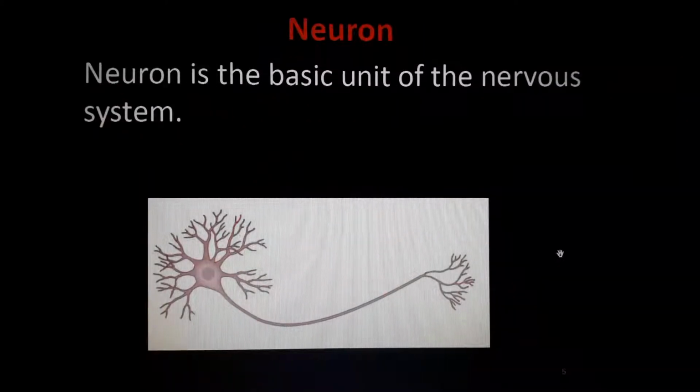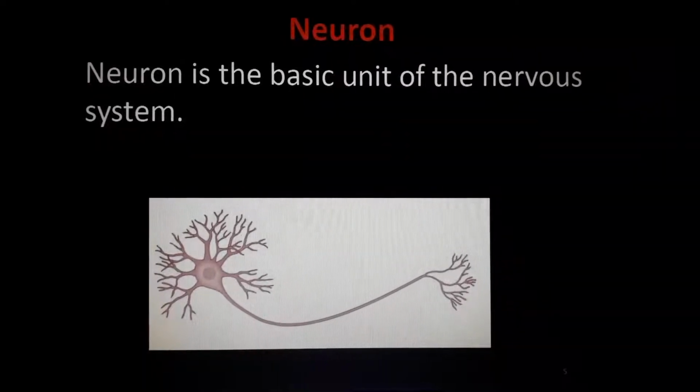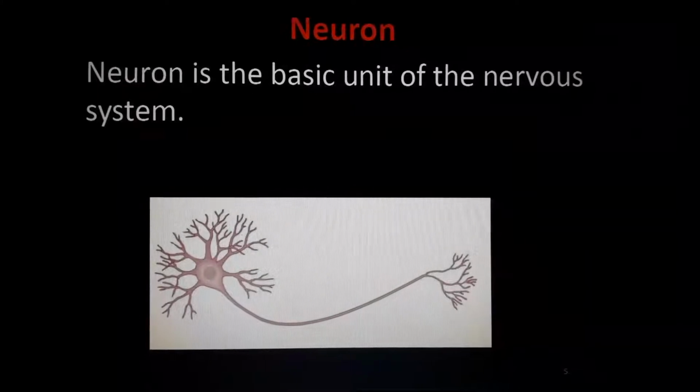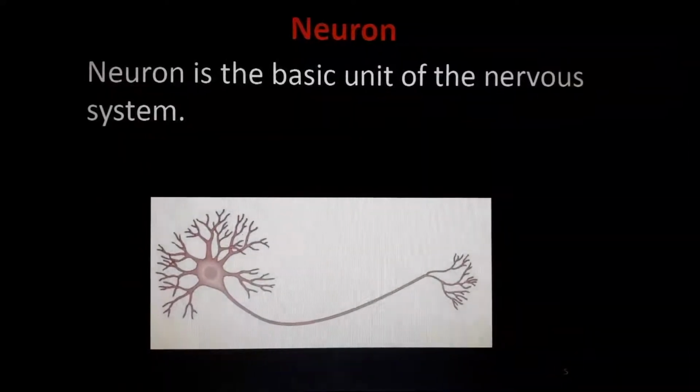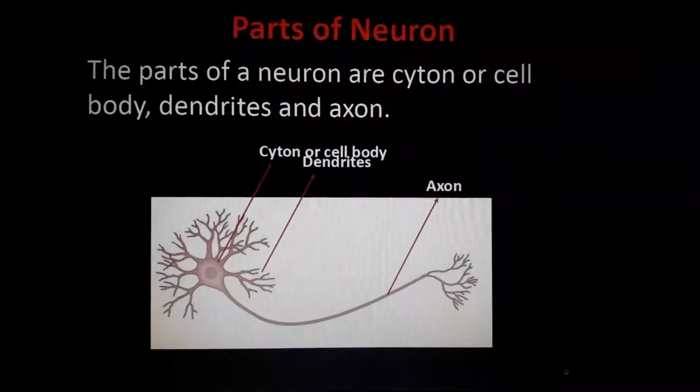Okay, the neuron is the basic unit of the nervous system. Fundamental unit of the nervous system means each and every nerve is made up of neurons. Understand? Nerve cells are neurons. This is the particular shape of a neuron. So these are the main things we want to study.